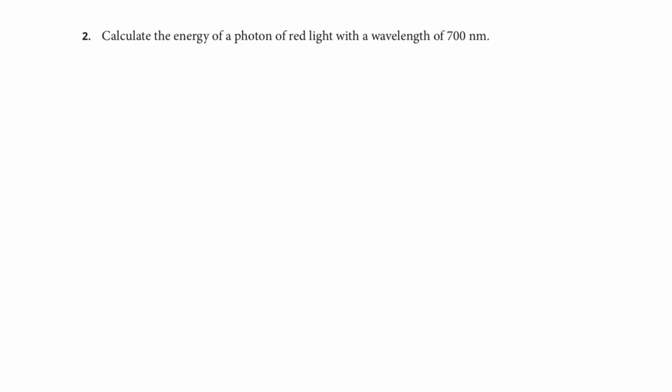Question 2. Calculate the energy of a photon of red light. So they want energy of a photon. Red light, it has a wavelength of 700 nanometers. So let's just write down the information. We want E at the end. Right? So I have 2 options. I've got E is equal to hf, or I've got E is equal to hc over lambda. Right. I want E, and they've given me wavelength. I don't have frequency, so I can't use that. I do have lambda, so I can use that.